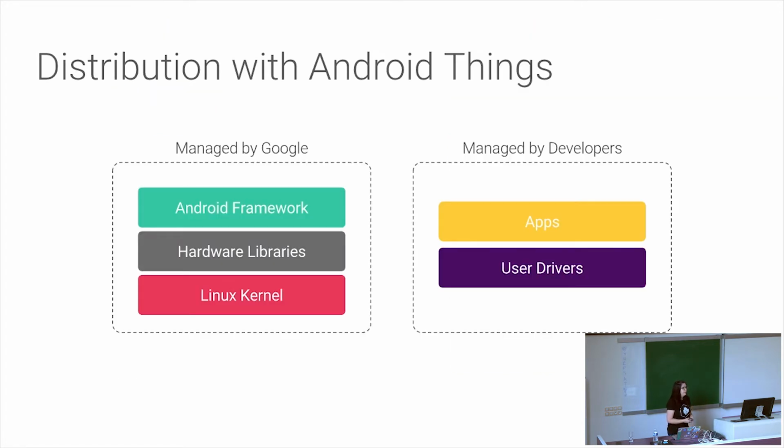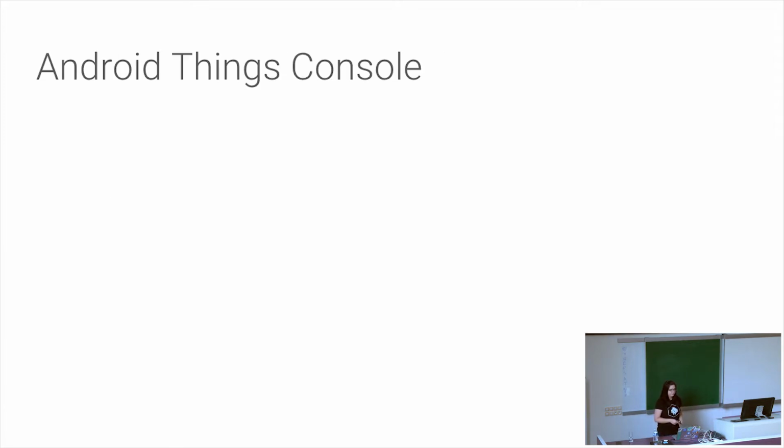Okay, so when managing and building for Android Things, there are a couple of things that are managed by Google and some things that are managed by you as a developer. Google handles all the difficult parts, I like to call it, such as your Linux kernel, your hardware libraries, and the Android framework. And then you as a developer just need to manage the apps, so the APKs that you build, and some user drivers that you might want. So if you want access to a GPS or a specific GPS, you have to manage that on your device.